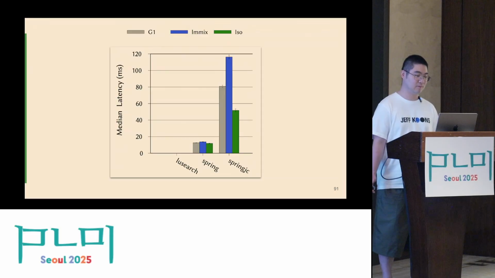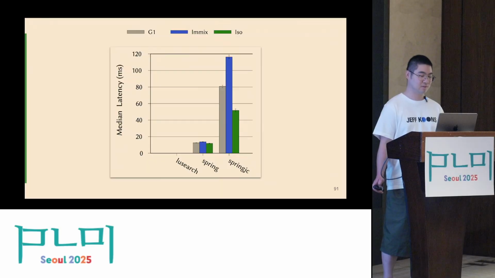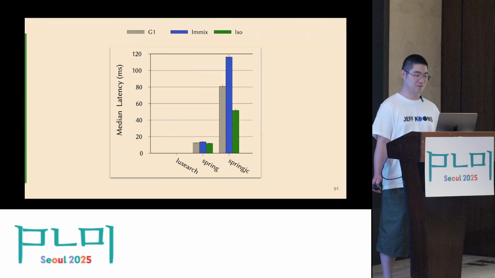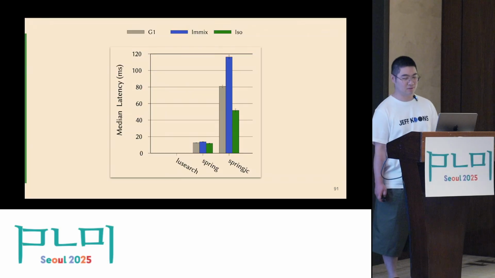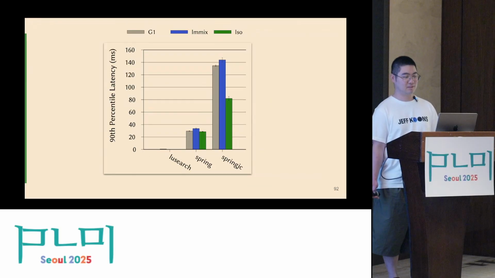And this is the median latency, or P50. So the value for Lusearch is so tiny, so it's barely visible here. But we still can see ISO improves noticeably. And this is the P90, very similar to the previous P50 results.